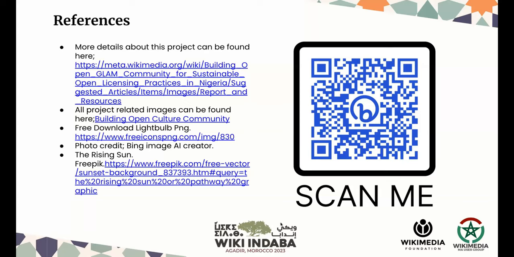Thank you. So, a question from Pet. If the book that you are uploading into Commons doesn't have a CC BY license, but the book has an ISBN number with it, how are you going to work on that as well?